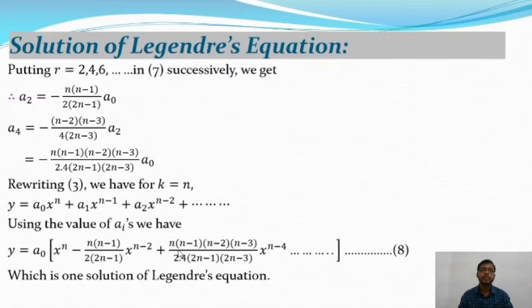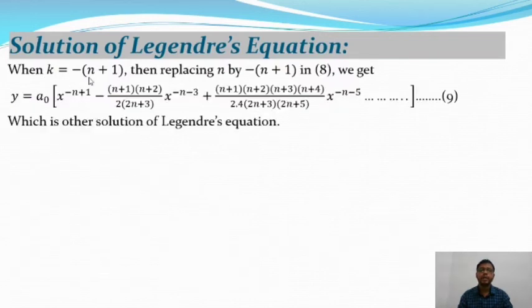This is the Legendre equation, and equation 8 is a solution of the Legendre equation. When we put k is equal to n, then from this equation we will get y is equal to this, and this equation number 8 is the solution of the Legendre equation.